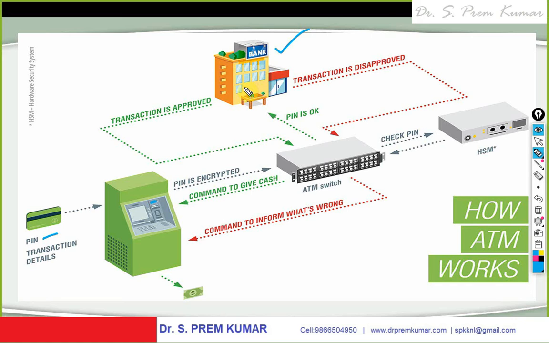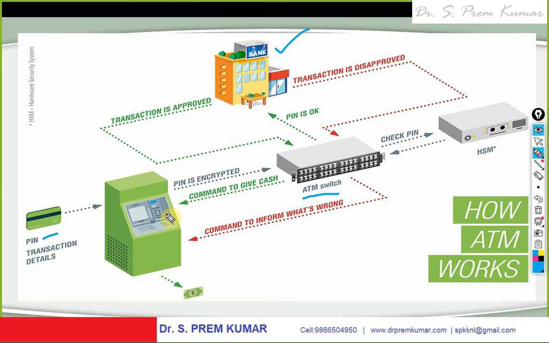The bank server will give approval. The transaction is approved if your card details are right and if your bank balance is sufficient. It comes to the ATM switch. Approved, that is a positive signal. The positive signal came to the ATM switch. From here, you will get a command to give the cash. He is an authorized person to take the cash. It gives a command from the centralized head office, for this ATM machine which is in a street, to give the cash.